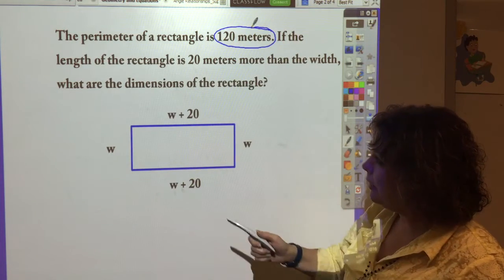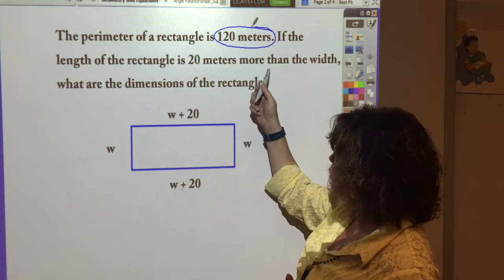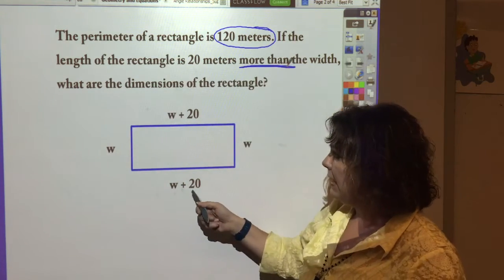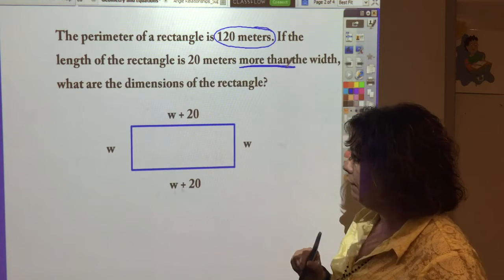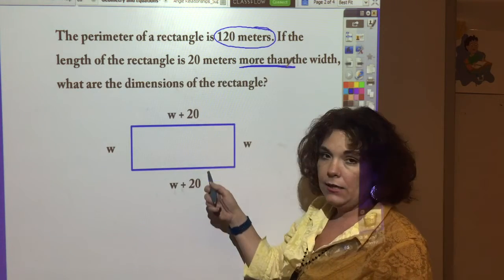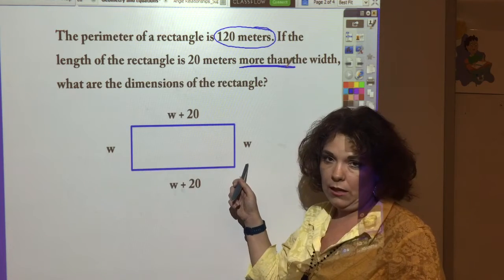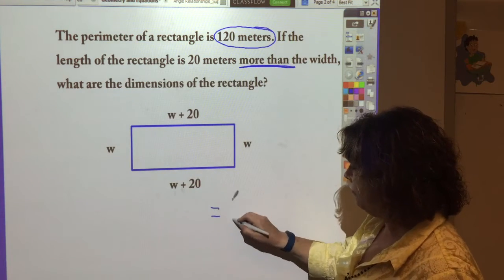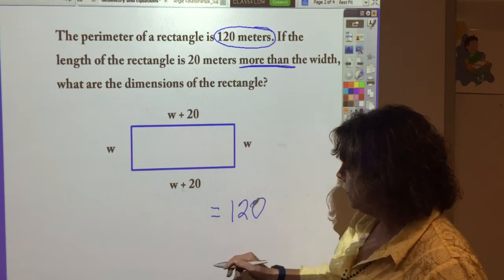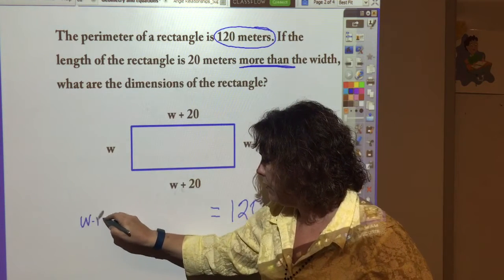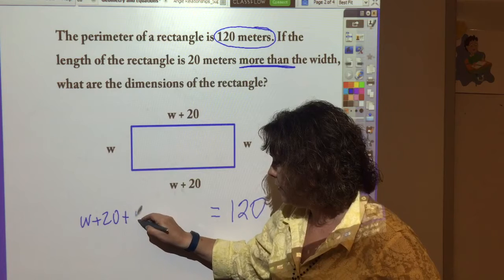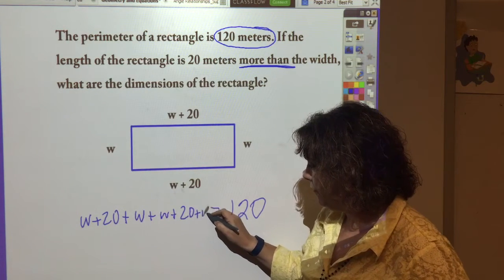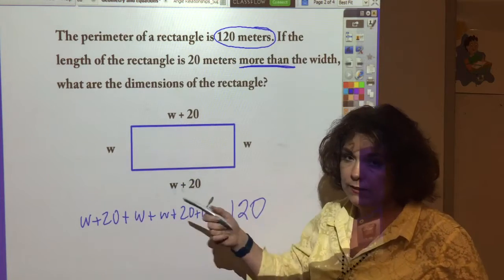If the length of a rectangle is 20 meters more than the width, so that's more than, that would be added to, what are the dimensions of the rectangle? Well, we know that these sides are the same and that these sides are the same. So we can combine all the sides to get the perimeter. So we would have W plus 20 plus W plus W plus 20 plus W. That represents all the different sides.